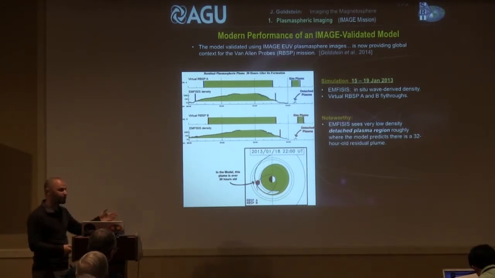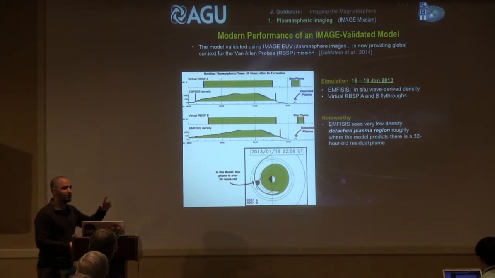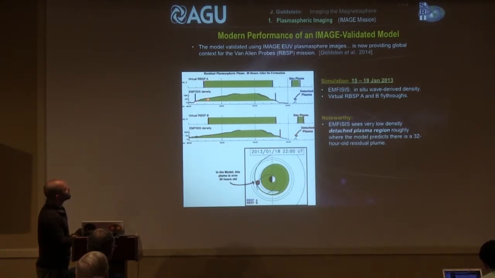In the model, these plumes will really last forever unless you can design a means of snipping them off, but I've never been able to design an algorithm that does that. There are 4 plots here. 2 of them are the in-situ wave-derived density from the EMFISIS instrument on RBSP, the Van Allen Probes. This is RBSP-A, and this is RBSP-B.